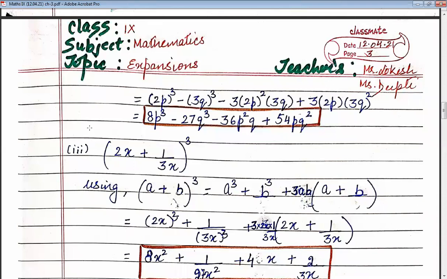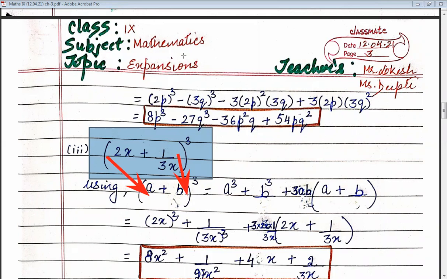Let's move on to our third part, that is (2x plus 1 upon 3x) whole cube. Now children, can you tell me which one is your a here? Your a is 2x and your b is 1 upon 3x. So now let's apply the formula.